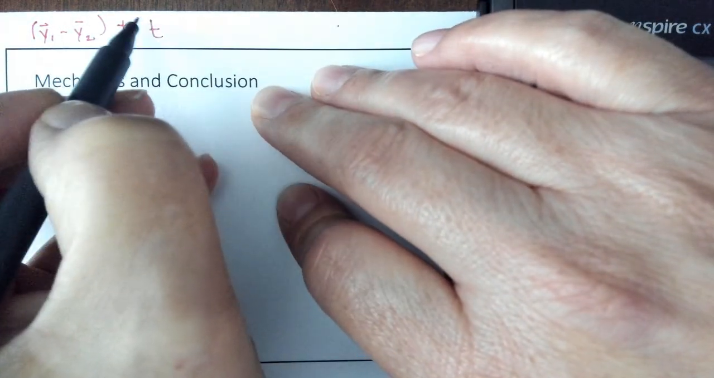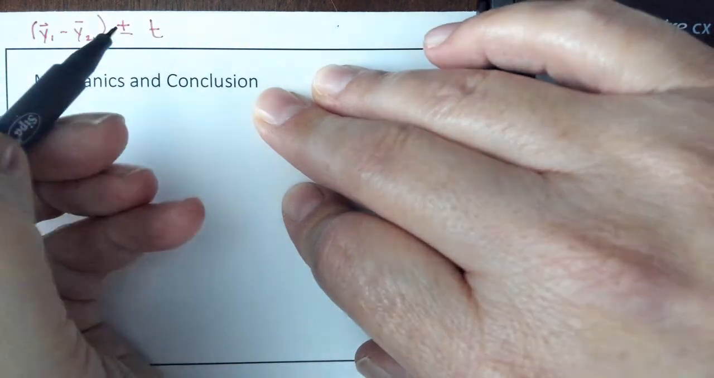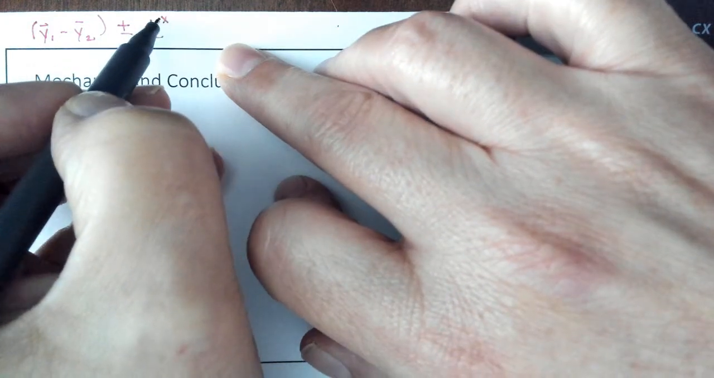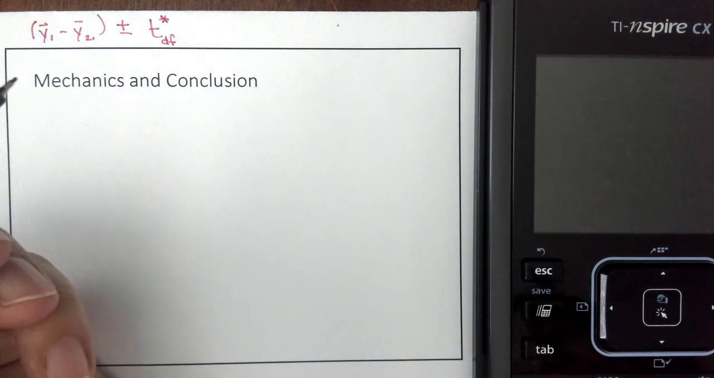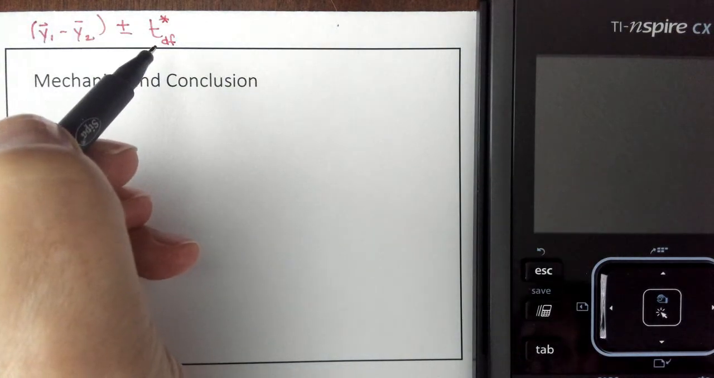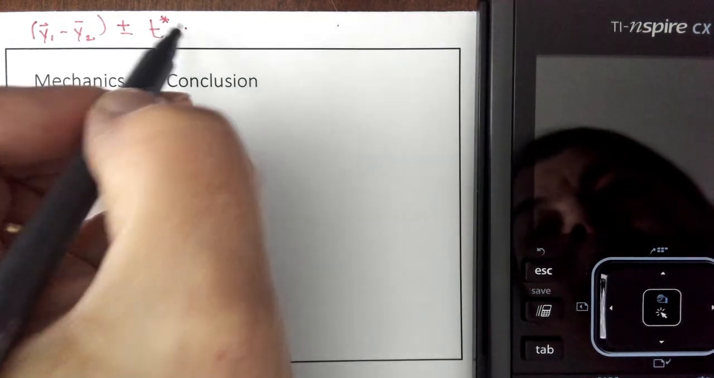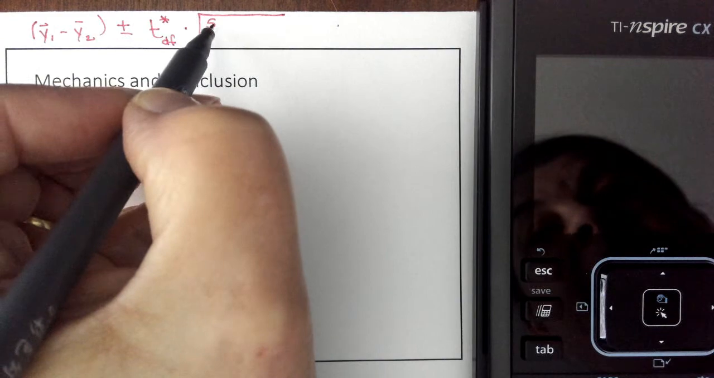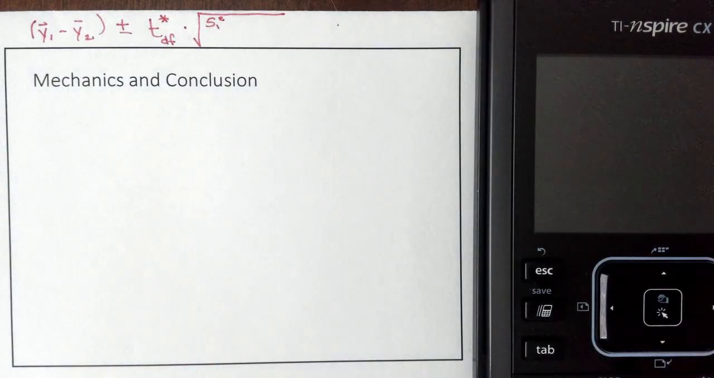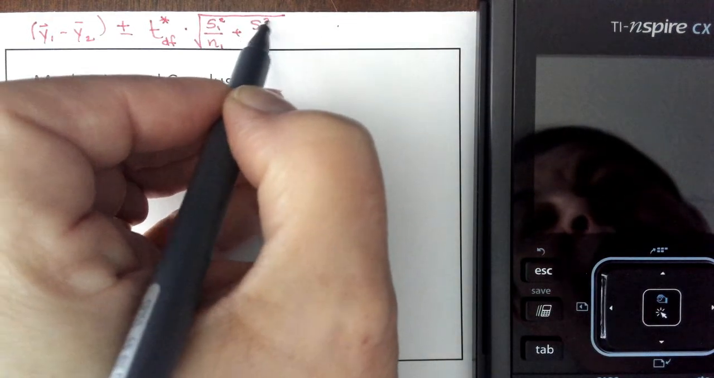To calculate the margin, you need to know how many standard deviations out you're going to go, standard errors technically. So you need a t star with some really goofy number of degrees of freedom. There's a nasty little formula in a footnote for the degrees of freedom that we will never ever use. We're just going to let the calculator do it for us. And then multiply by the standard error formula, which is in the blue book: take the square root of the standard deviation squared of the first group over the size of the first group, n sub 1, plus the standard deviation squared of the second group over the size of the second group.